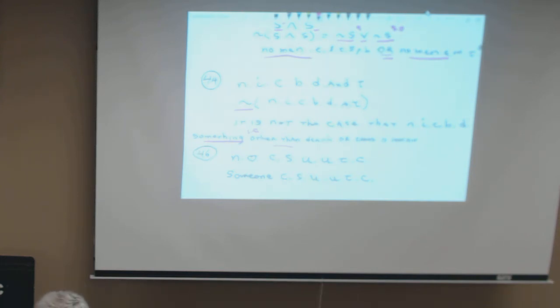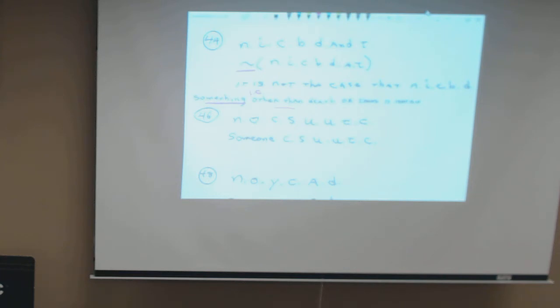Something is certain besides death and taxes. You find a connective word that makes sense in your head. But what we're doing here on 44 is negating. Isn't that what we're supposed to be doing? Yeah, give the negation of each statement.